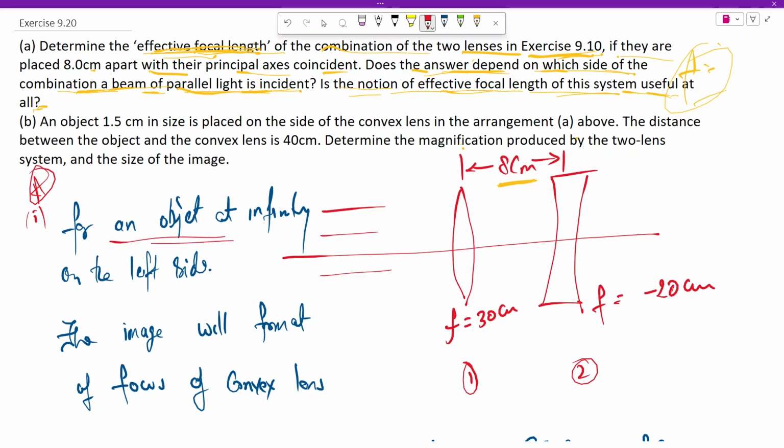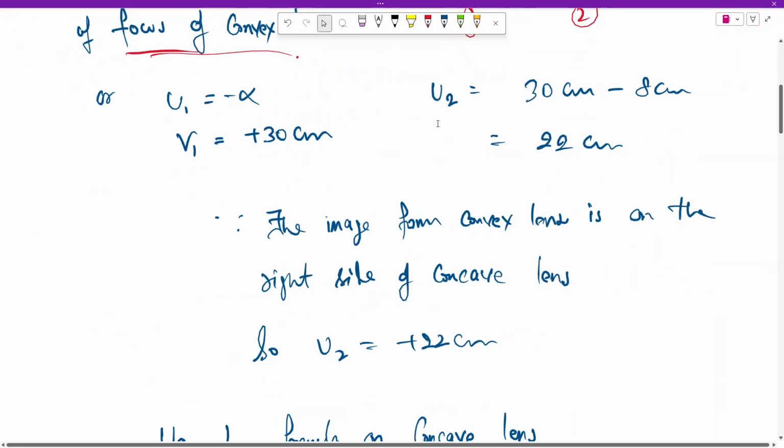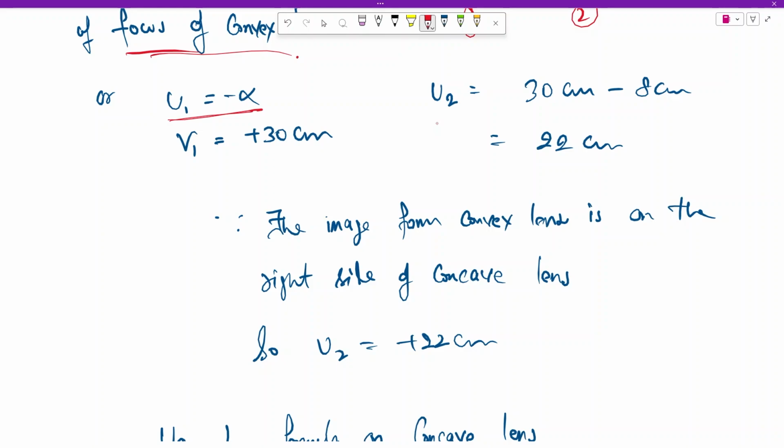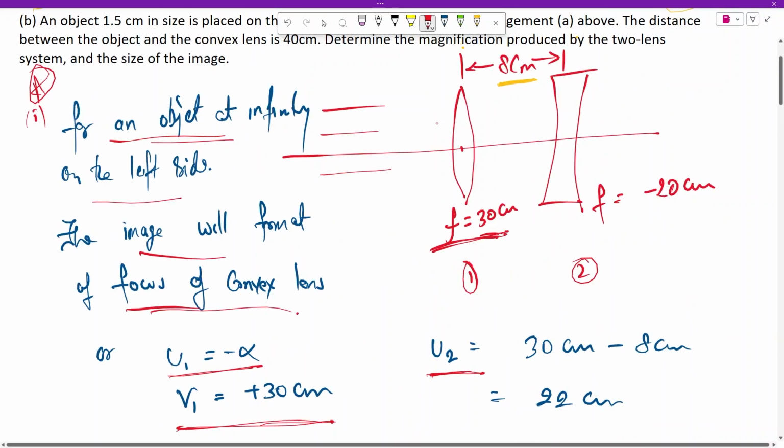Now for an object at infinity, on the left hand side the image will form at the focus of the convex lens. Since the focal length is given as 30 centimeter, the distance of the image for this lens would be v equals 30 centimeter. As u1 is infinity for the convex lens, the first lens, we can say that v1 equals 30 centimeter, and u2 represents the object distance for the concave lens, the second lens. The image formed by the first lens would be 30 centimeter on the right hand side of the lens, somewhere here.